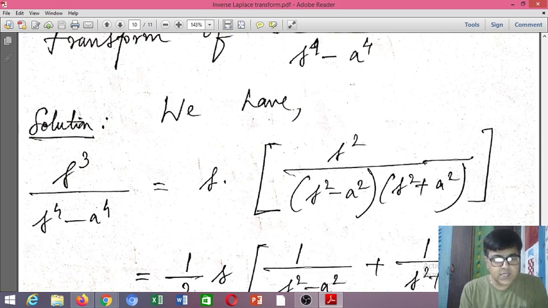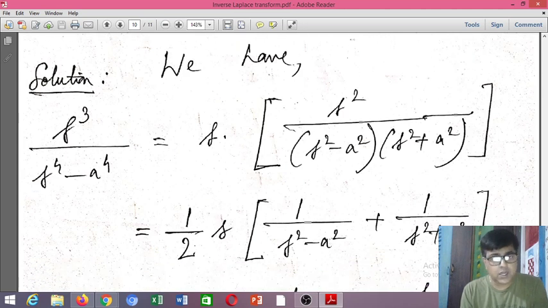We can write this as s into, within the third bracket, a square by s square minus a square into s square plus a square. We can break this s to the power 4 minus a to the power 4 in the a square minus b square form. So if we do that, we get this, and then we can split it partially. We need to get a square here, that means we need to get rid of a square, for which we have to just keep a plus sign in between. So we write 1 by s square minus a square plus 1 by s square plus a square.